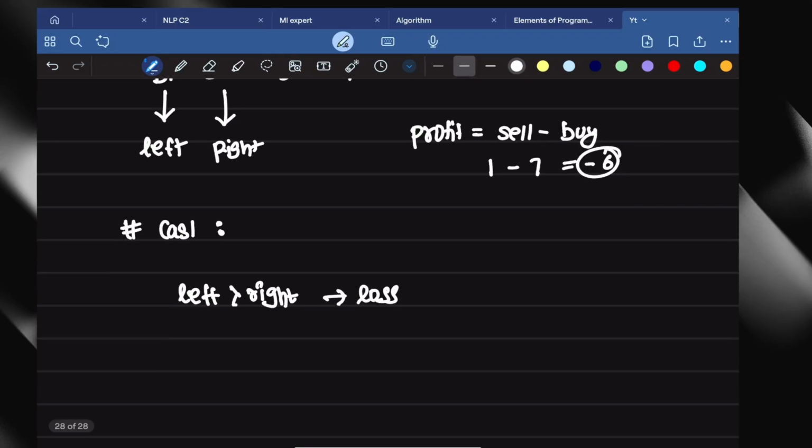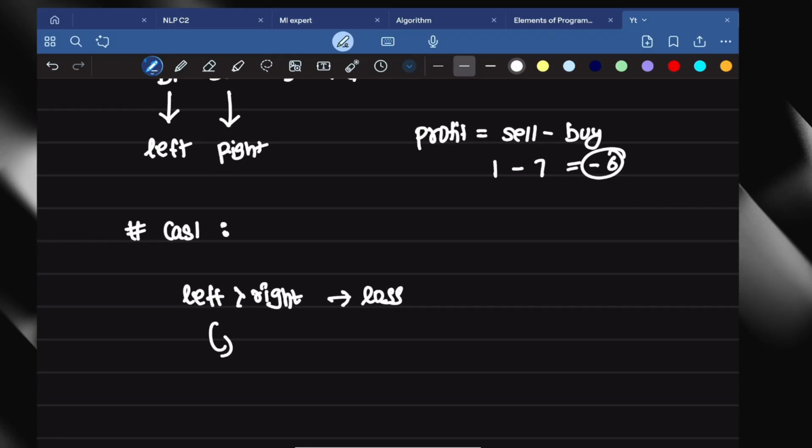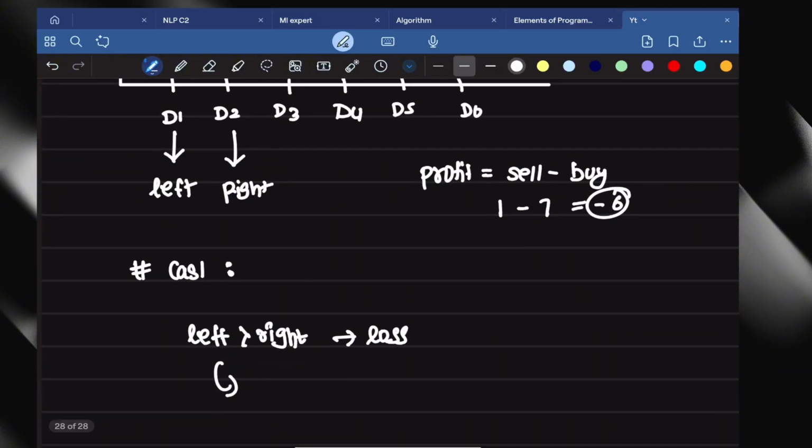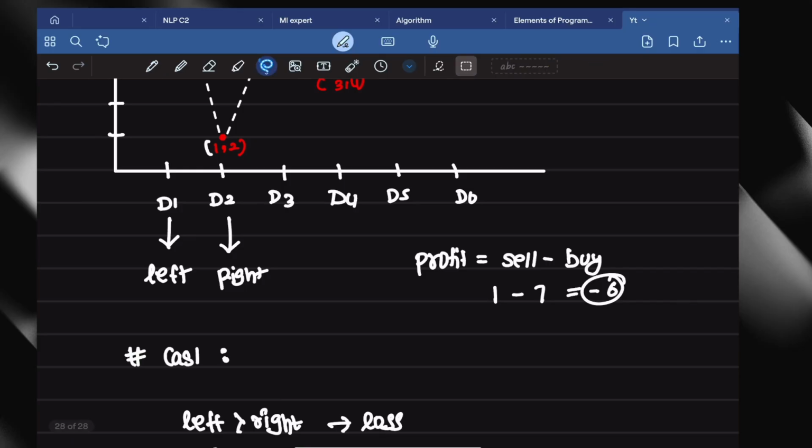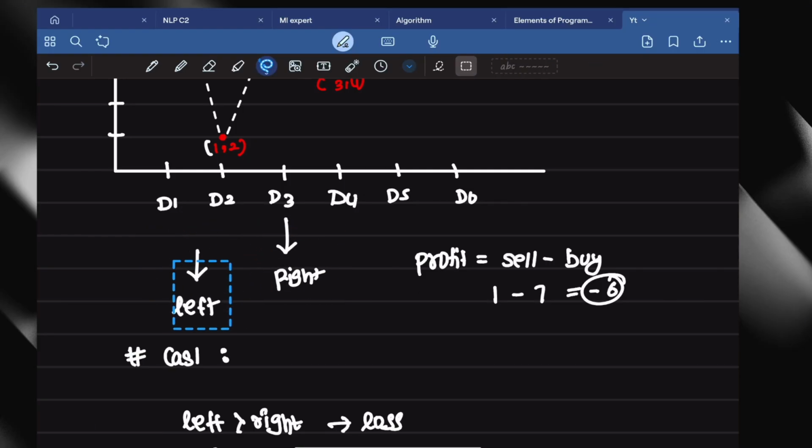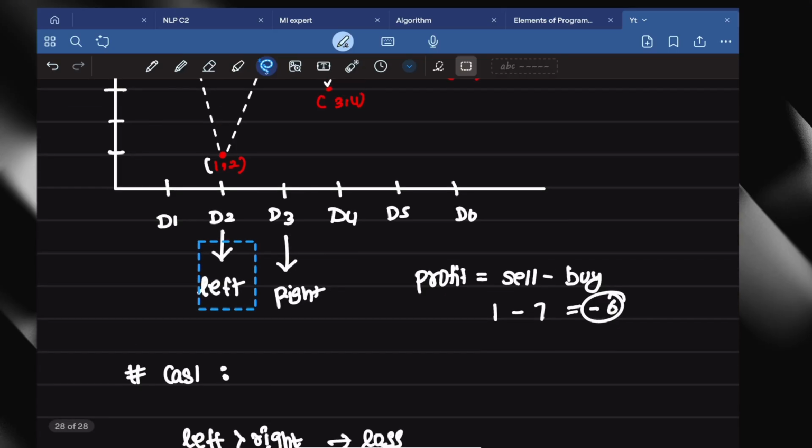So for that, what you have to do is, you can directly move the left pointer to the right place and the right pointer to the next day. It will look like this. You have to move the right pointer to the next day and the left pointer to the right position. Now we just continue the same process.